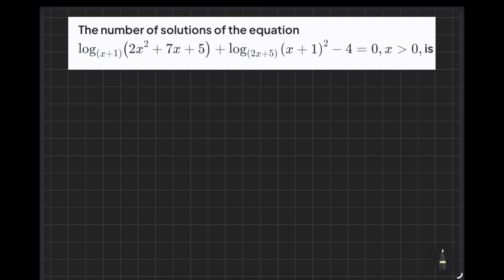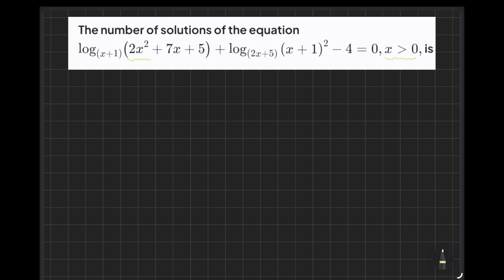So, we are back with a wholesome new session in which we will decode this problem. The number of solutions of this equation. We have an equation which we have to solve for x, and it is given that x is a positive number. Okay. So, let's try to crack this problem.